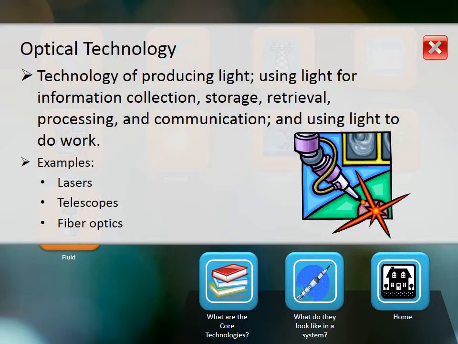You're using light. Would optical technology be when you go to a store and you buy something and they're scanning your items? That is a form of optical technology. They're processing, communicating. Lasers, laser surgery, telescopes, fiber optics.